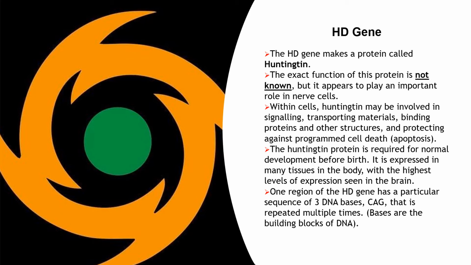One region of the Huntington's gene has a particular sequence of three DNA bases, the CAG, that is repeated multiple times, and bases are known to be the building blocks of DNA.